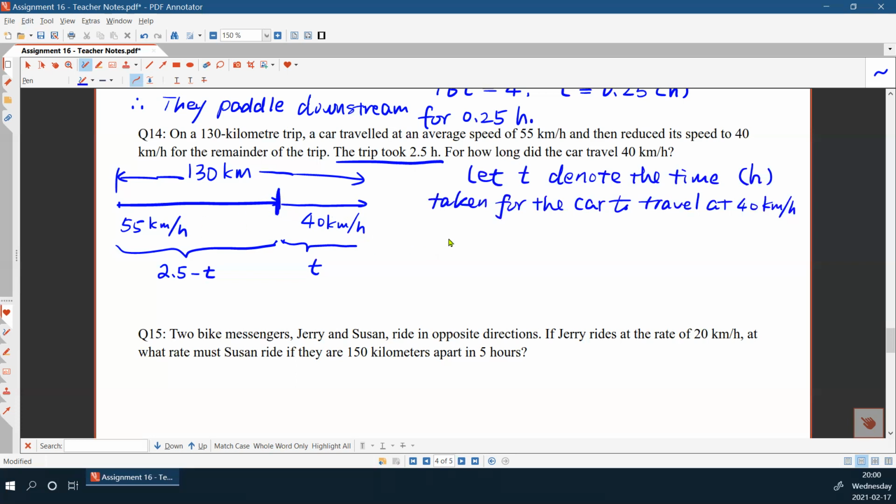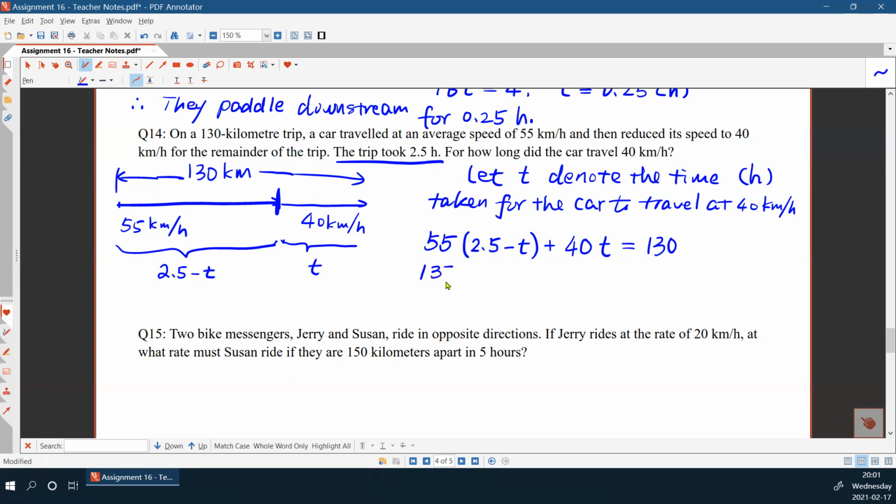For the first segment, speed is 55 times time taken, which is 2.5 minus t. And the second segment is speed is 40 times time used, which is t, right? Sum of these two segments is 130, right? So this is our equation from which we can solve our t.